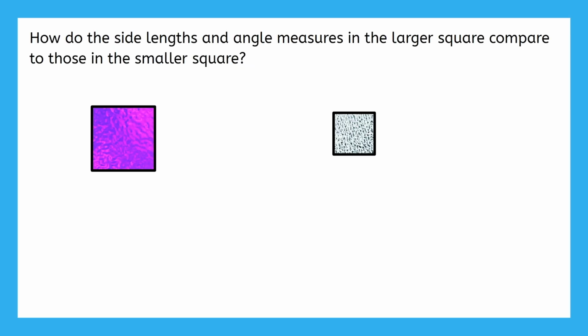How do the side lengths and angle measures in the larger square compare to those in the smaller square? Pause here and record your observations in your guided notes.